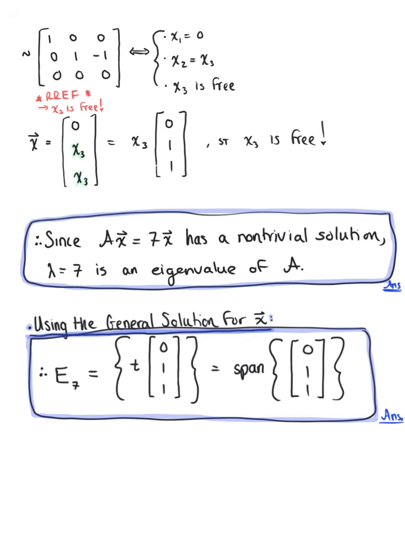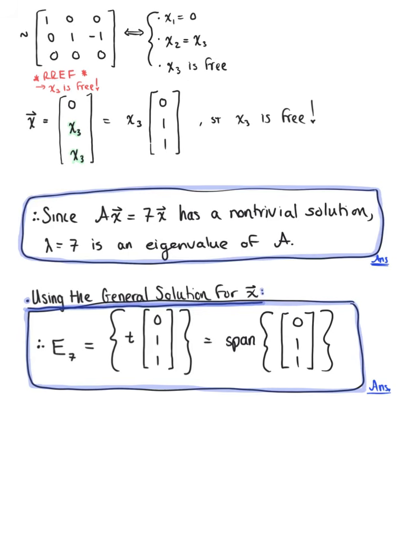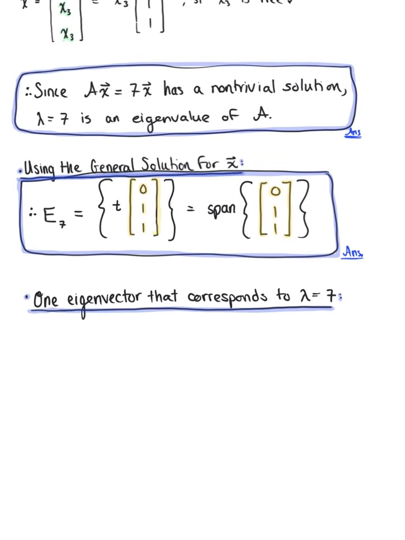Now the last thing this question asks us is to identify a specific eigenvector for this eigenspace. Looking at our eigenspace, we can see one vector standing out, 0, 1, 1. So we are able to conclude here that one eigenvector that corresponds to lambda equals 7 is vector x with the components 0, 1, 1.